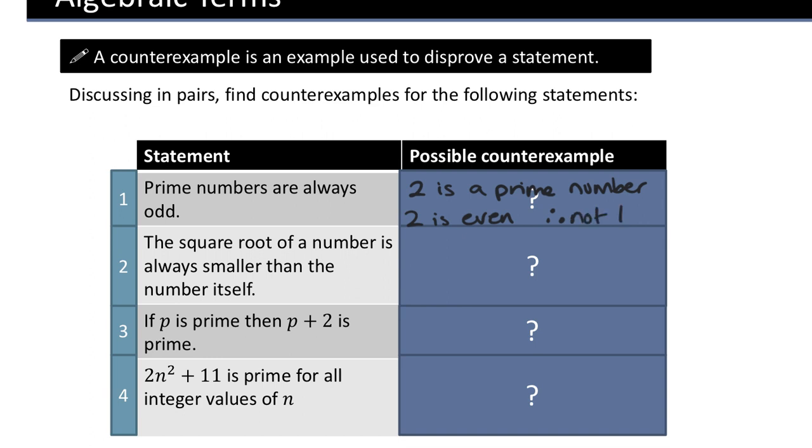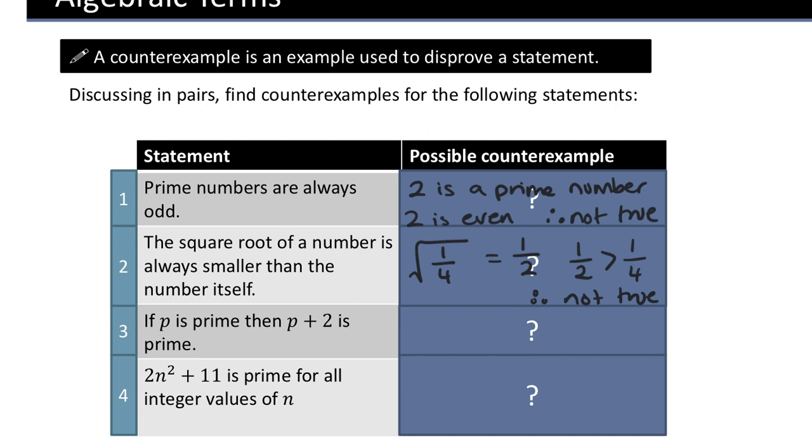Therefore, not true. The square root of a number is always smaller than the number itself. Again, this is false. If I pick a number, for example, the square root of a quarter is in fact a half. A half is greater than a quarter. Therefore, not true.